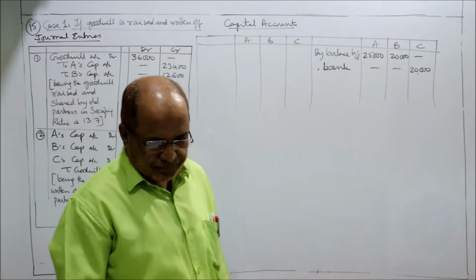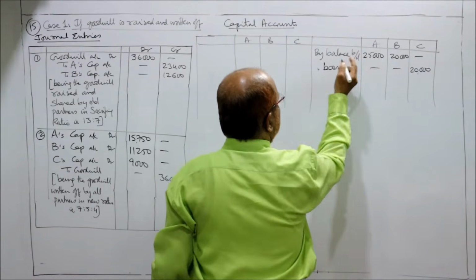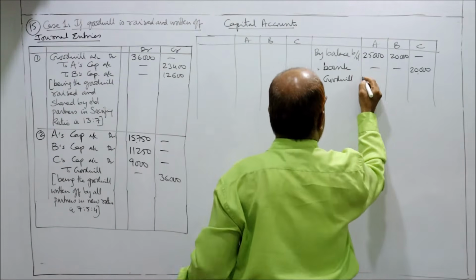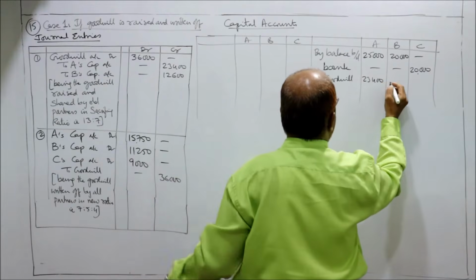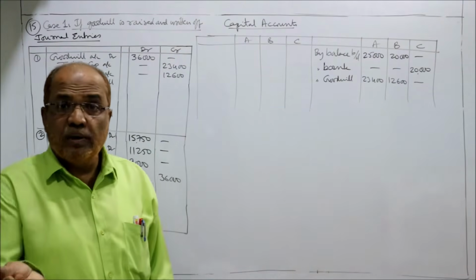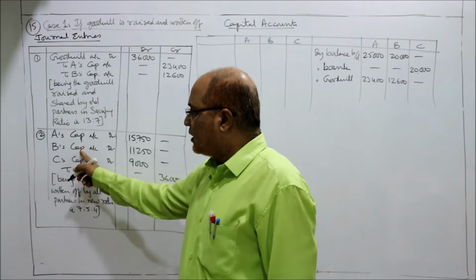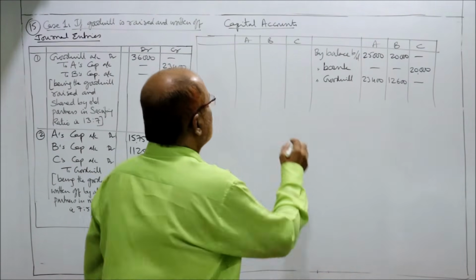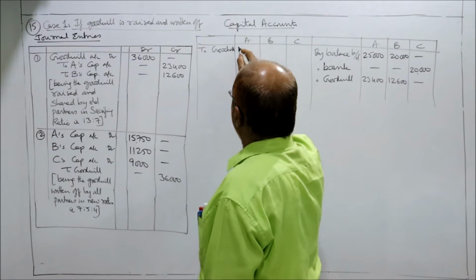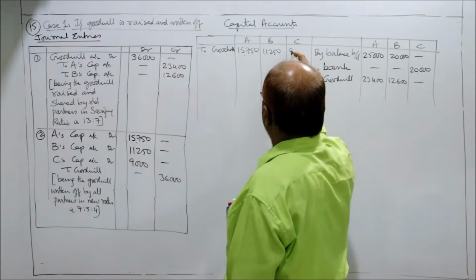That's all. Now, goodwill. Goodwill account debit to A's capital, to B's capital. So we credit by goodwill. A's capital is 23,400. B's capital is 12,600. No goodwill for C, because goodwill is raised and shared by the old partners. Now goodwill is written off. A's capital account debit, B's capital account debit, C's capital account debit to goodwill. So on the debit side, to goodwill, written off: A's capital 15,750, B's capital 11,250, C's capital 9,000.